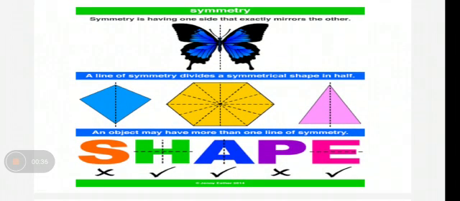Symmetry is having one side that is exactly mirror of the other side, just like the wings of the butterfly. They are exactly mirror images of each other. The dotted line in between is the line of symmetry, and this dotted line is dividing the butterfly into exactly identical images or mirror images. And basically a line of symmetry divides a symmetrical shape in half.